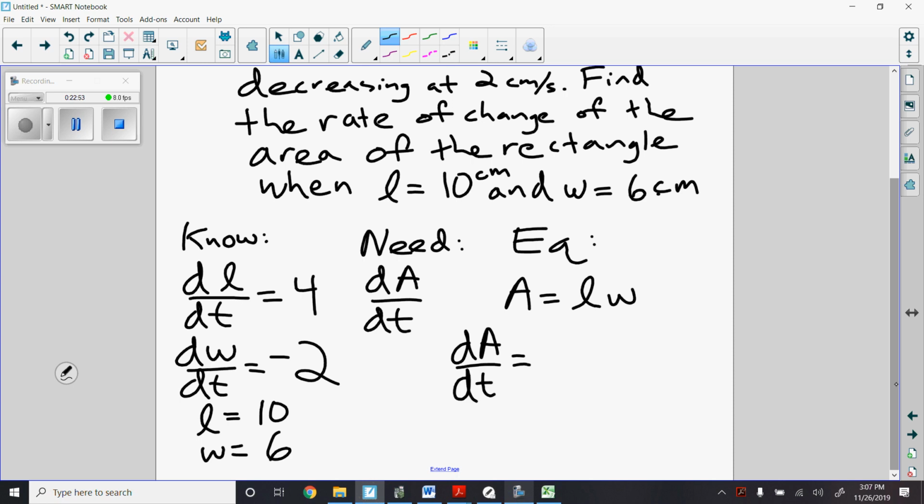Now I have to do the product rule. First, second. I'm going to start with the derivative of the first. The derivative of L is 1. But again, I need to tack on my dL/dt. So I have the derivative of the first times the second, plus the first times the derivative of the second. The derivative of W is 1, but I need to tack on that dW/dt. There I have a proper derivative. And again, I can look through my know column here, and I should be able to plug in for everything except dA/dt.